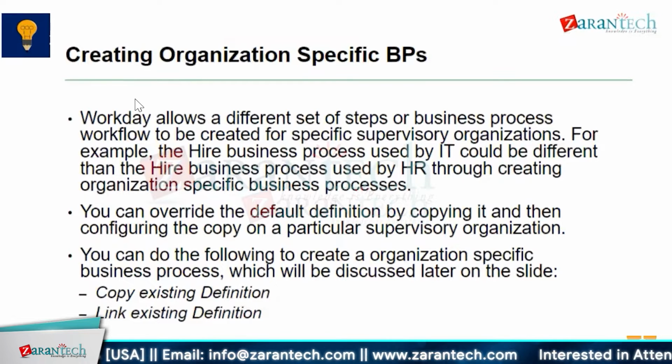Okay, so this is walking us through how you tie those BPs to the organization. And I think I showed it last time, but we'll walk through it again. So what you can do is override the default definition by either copying and then configuring the copy on a particular supervisory organization. So you can go to the org, do related actions, specifically look for business process, copy and link, either copy existing definition or link existing definition.